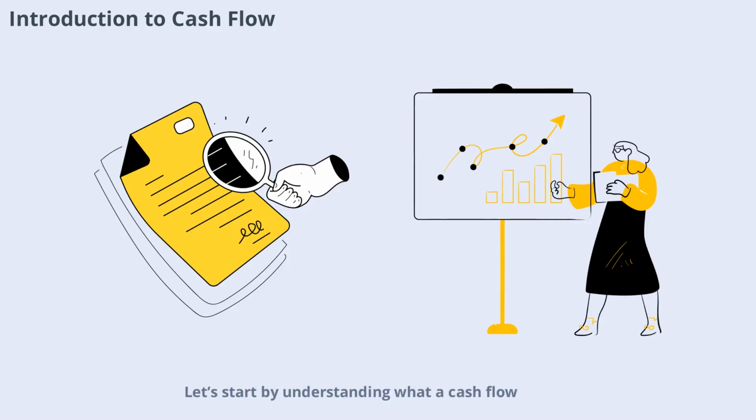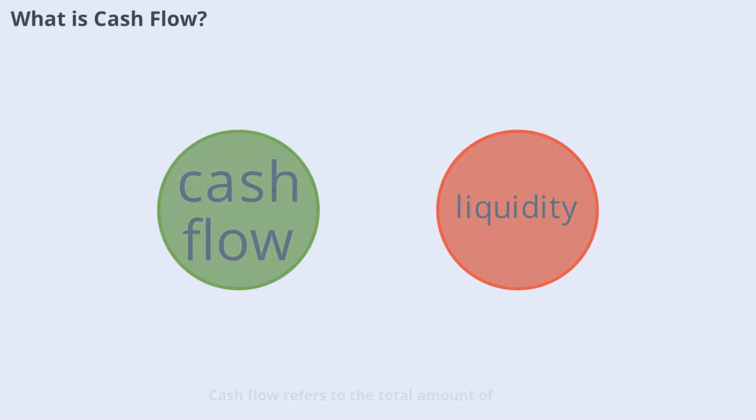Let's start by understanding what a cash flow statement is and why it matters for every organization, big or small. Cash flow refers to the total amount of money being transferred into and out of a business. It's not just about profits. Cash flow shows the actual liquidity available to pay bills, invest, and grow.